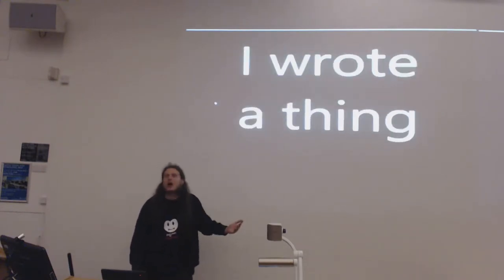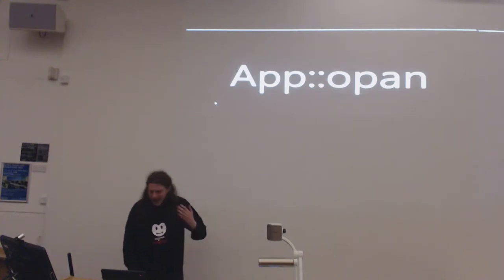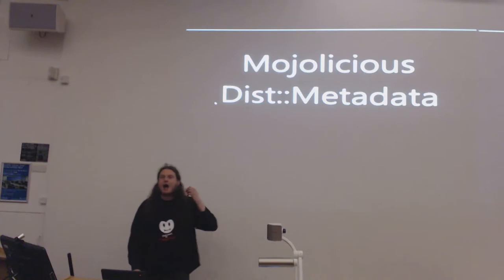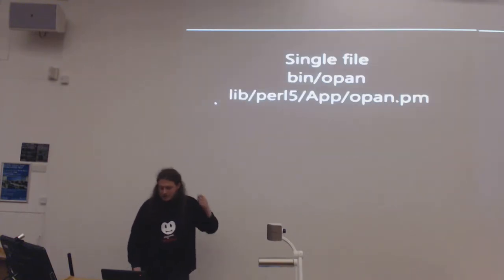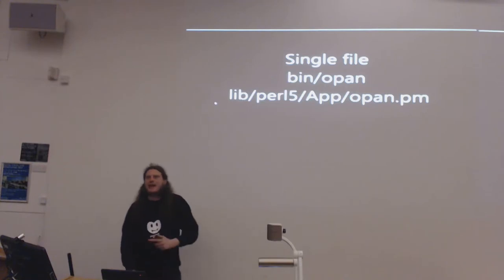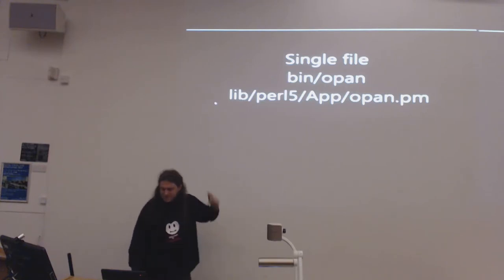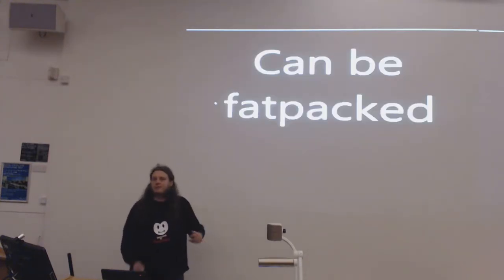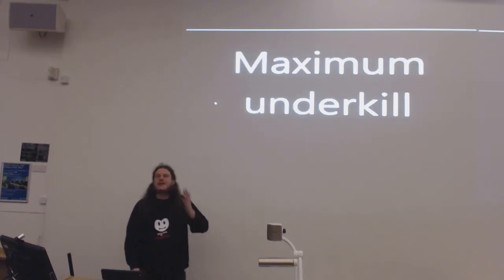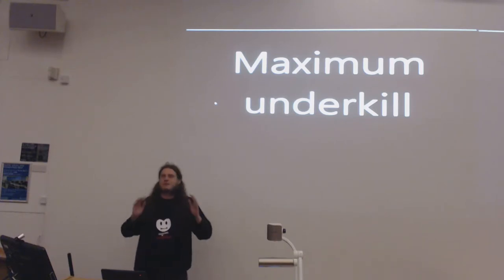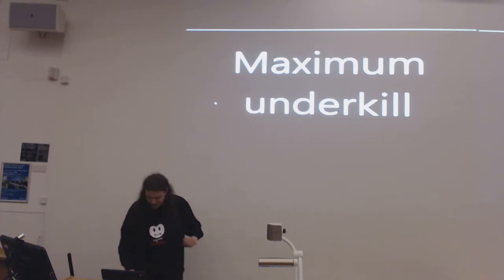So, of course, I wrote a thing, which is App::opan. opan for overlay on top of CPAN, right? Written with Mojolicious and dist metadata. The great thing about this is the actual application itself is a single file, and the dependencies are all fatpackable, so you can generate a single bundled file for doing things. Maximum underkill, intentionally. Going in the great spirit of cpanminus, except I'm not nearly as good at user interfaces as Miyagawa. Maybe I can trick him into taking a commit bit at some point.